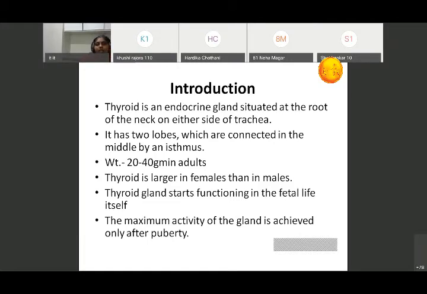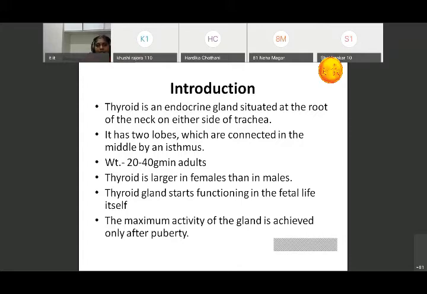Thyroid is an endocrine gland situated at the root of the neck on either side of the trachea. It has two lobes which are connected in the middle by the isthmus. Weight is 20 to 40 grams. Thyroid is larger in females than in males.